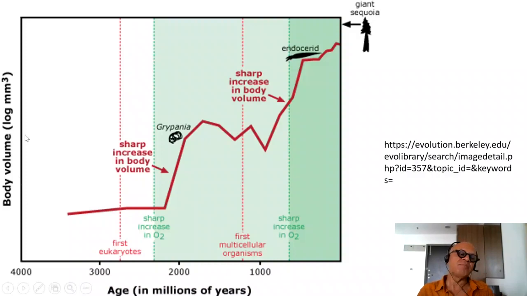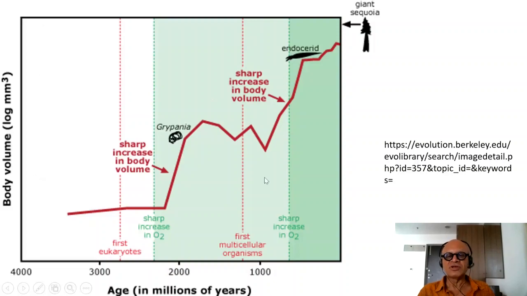So here we are looking at body volume in log millimeter cubed over Earth's history. Going back from the early evidence, the first archaea were there, and the sharp increase in body volume after first eukaryotes would have been associated with a sharp increase in oxygen. So things like Grypania, and then oxygen and body volumes remained at this level here in the scale. It's just a broad schematic scale here.